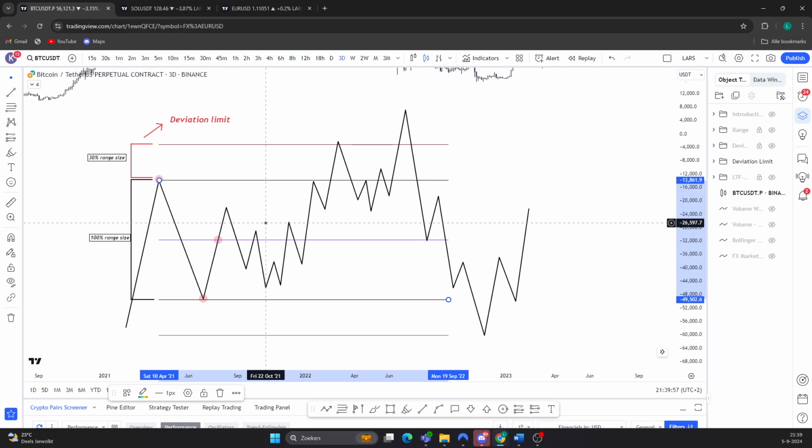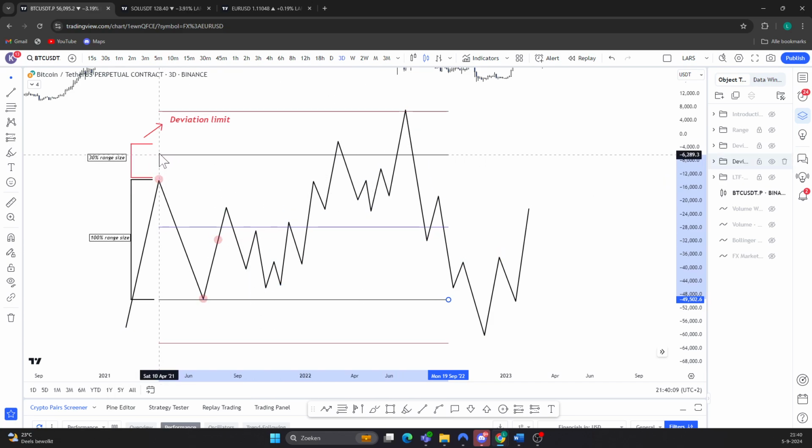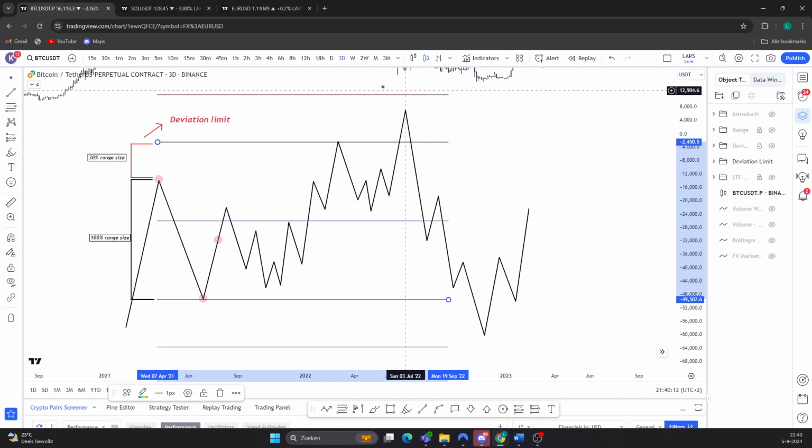But a few rules regarding your DL is that whenever you have a deviation that didn't close above that DL and you come back inside your range, you extend your range high to the deviation high. And then your DL will increase as well because this stays 30% of your total range, but your total range increases in size because you're moving your range high to your deviation high. So whenever you have a deviation that didn't close above your deviation limit and you come back inside your range, you need to extend it to that deviation high, and from there use those limit lines again.